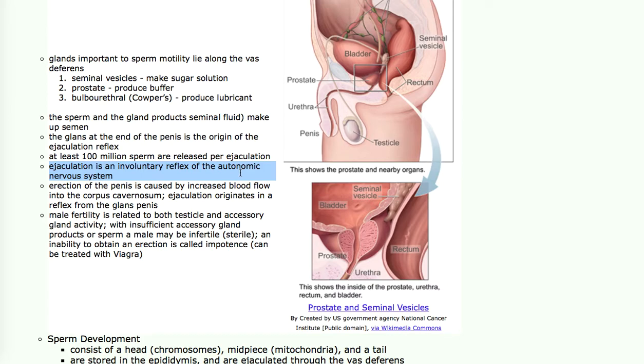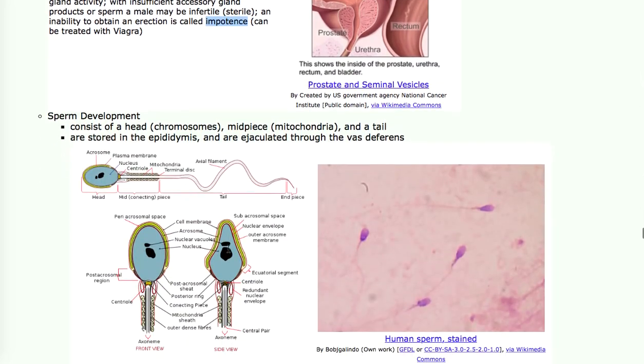So male fertility is related to both testicle function and accessory gland activity. If either one fails, a male is infertile. If a male cannot obtain an erection, he's called impotent, and that's what Viagra treats. Viagra cannot treat infertility. Viagra treats impotence. So if you're infertile, you may still be able to get an erection and have sex, but if you're impotent, you can't have an erection and have sex. So Viagra is for treating impotence, which just causes an erection.